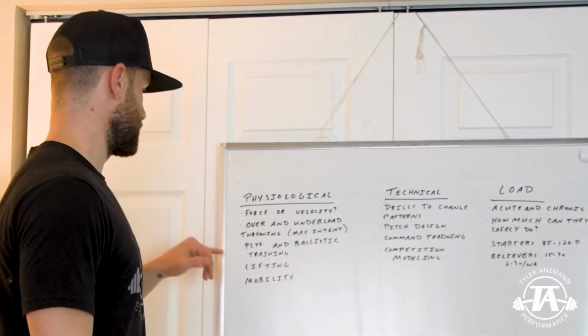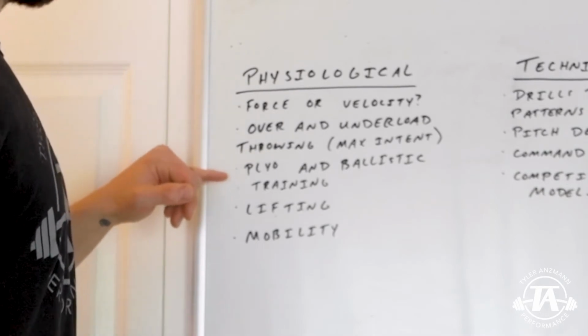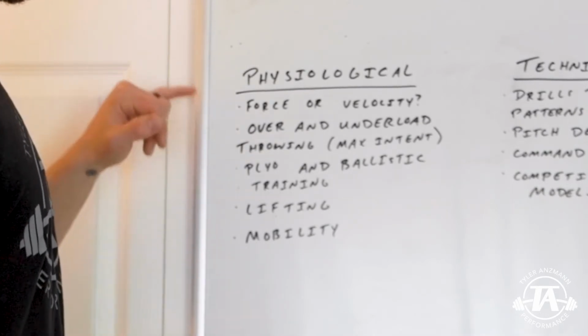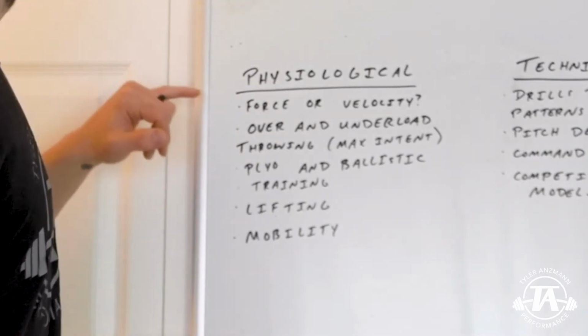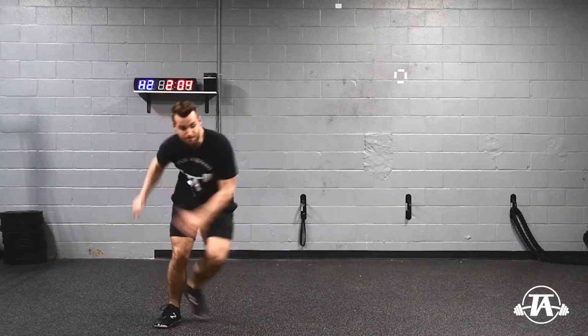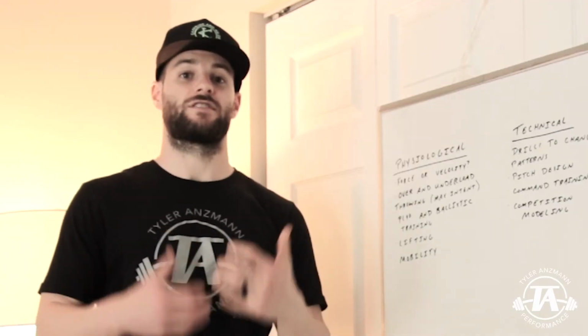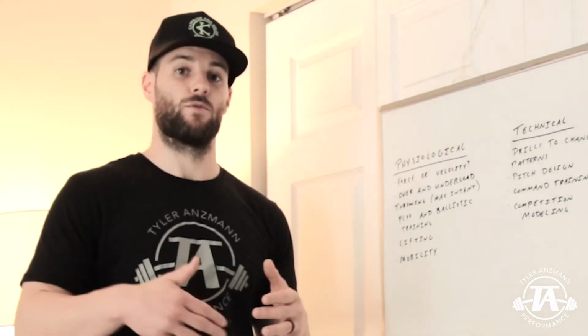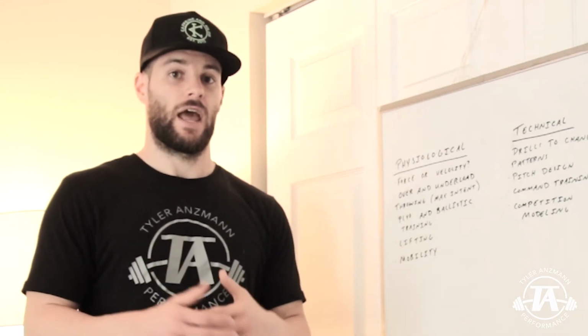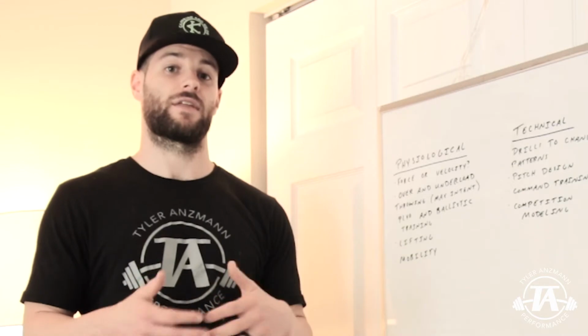The next piece would be our plyometric and ballistic training. This is more in the context of the strength and conditioning side of things. What are we using to influence the physiological needs of this athlete? The lifting side of things, and then mobility. Physiological is one of the first places we'll look because we can most simply influence that before we move on to anything else, and we'll see how that changes the velocity limitations in terms of throwing that an athlete may have.